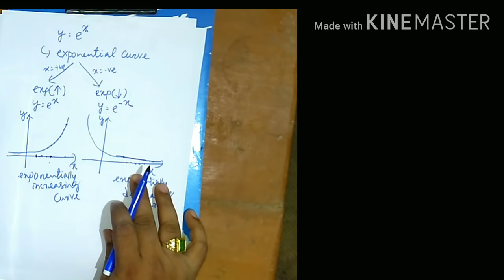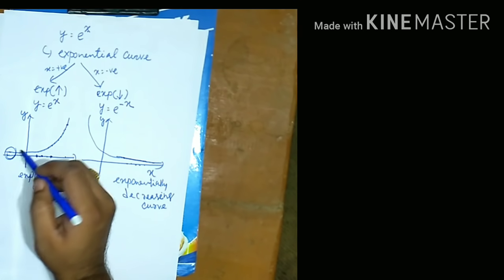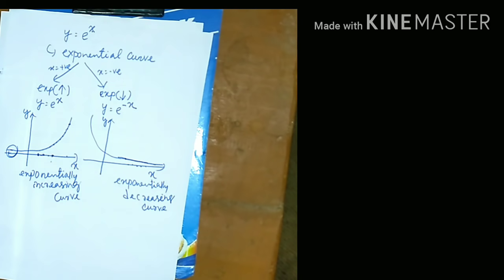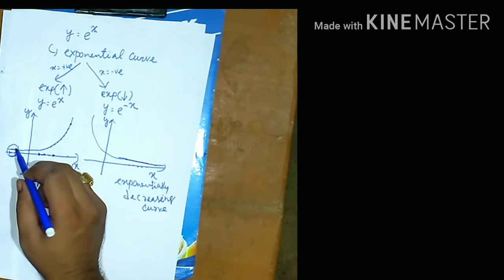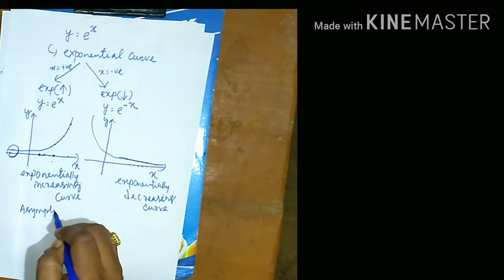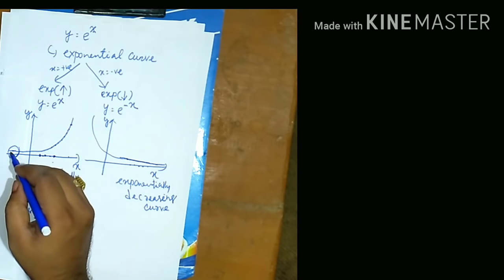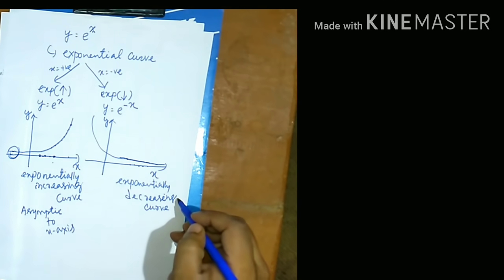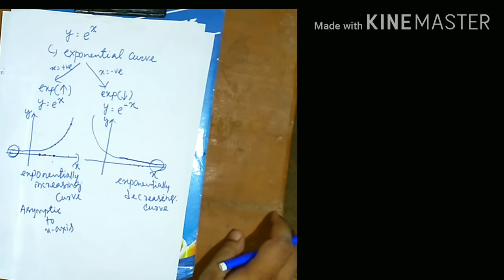This part is a parallel part, parallel line you can see. So you can add one more sentence here that it is an exponentially decreasing curve and parallel to x-axis. Instead of writing parallel to, now we use the word asymptotic to x-axis. Asymptotic means parallel. This is an exponentially decreasing curve, asymptotic to x-axis and parallel to x-axis.